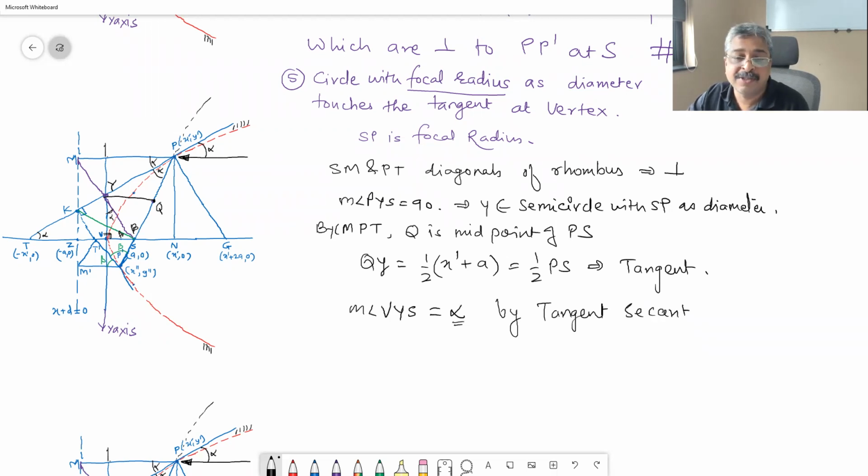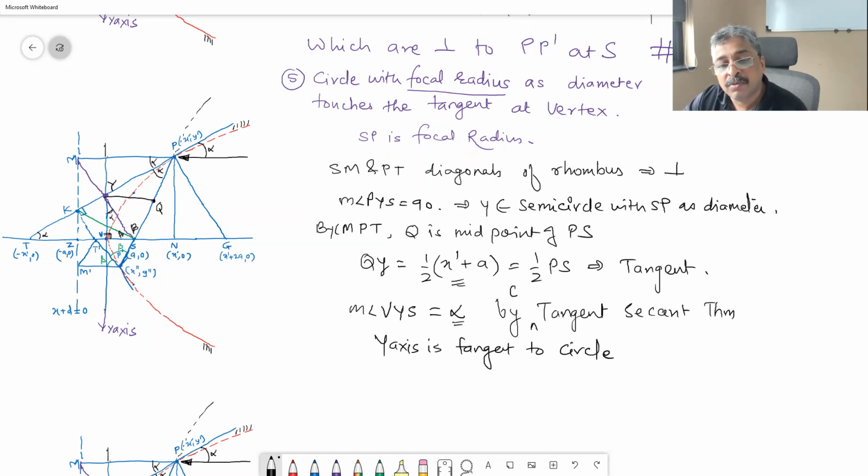that is pure geometry, because here I had used coordinate geometry, and if we use coordinate geometry, things are very easy. But using pure geometry and proving it is more interesting by tangent secant theorem. Y-axis is tangent to circle, not by tangent secant but converse of tangent secant. Circle PYB.